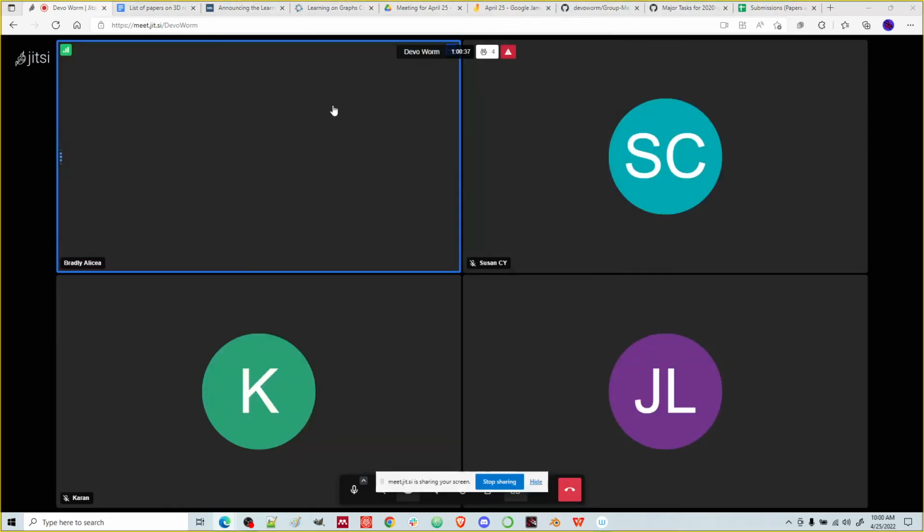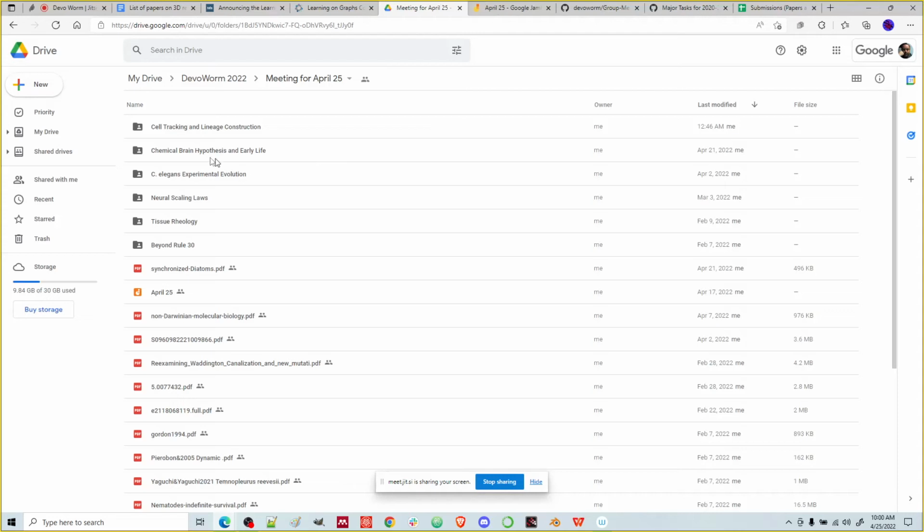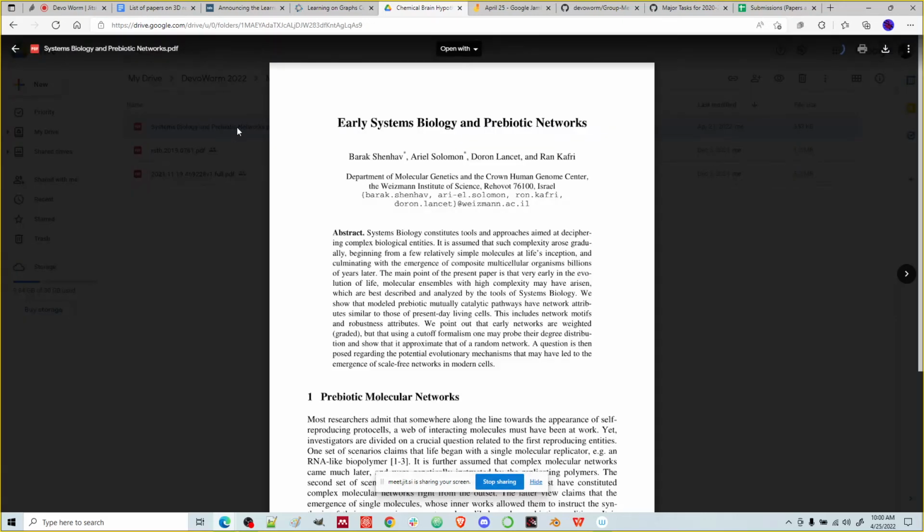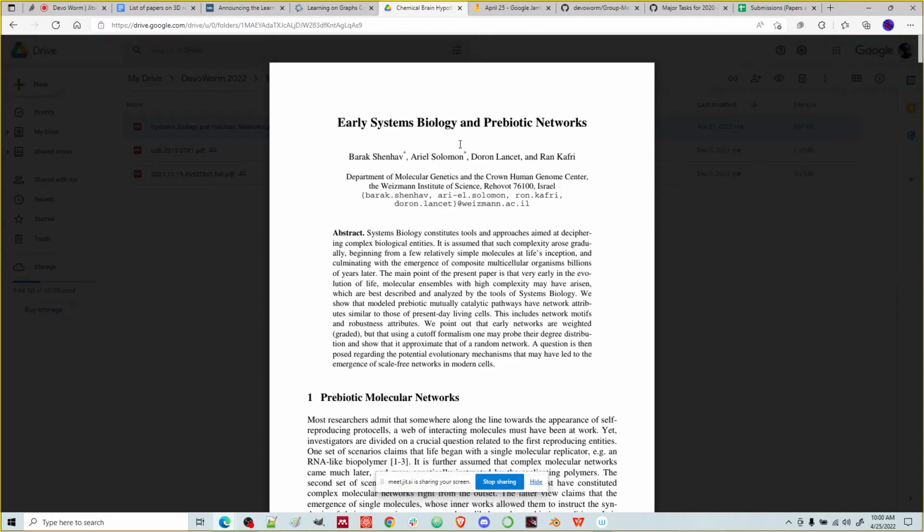So this is something that I wanted to go over. This is some of the things on the chemical brain hypothesis in early life. I think Dick sent me this paper on systems biology and prebiotic networks. We've talked about this topic a bit in the group, about the origins of embryos and geologic time and how that organization might have happened. There are issues with the great oxygenation events in Earth history, and that's one aspect of it.